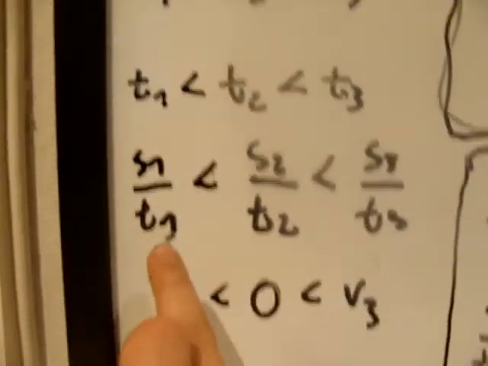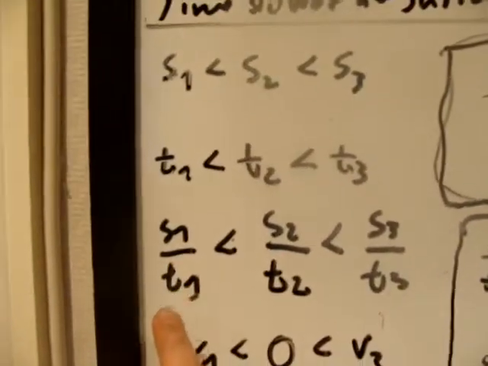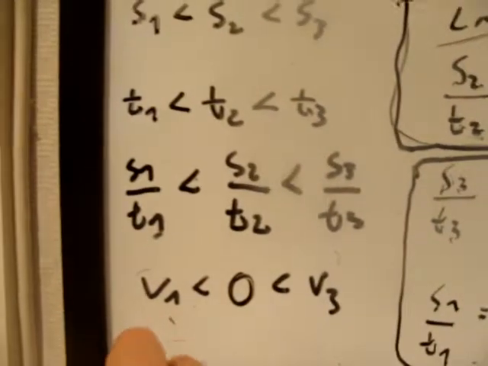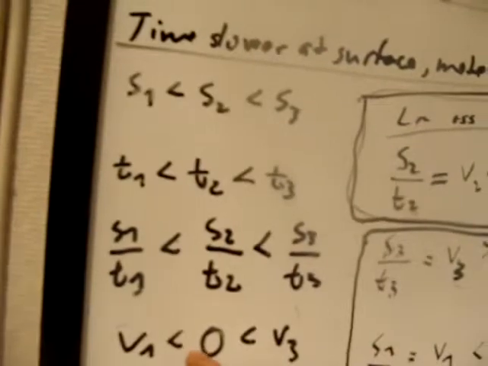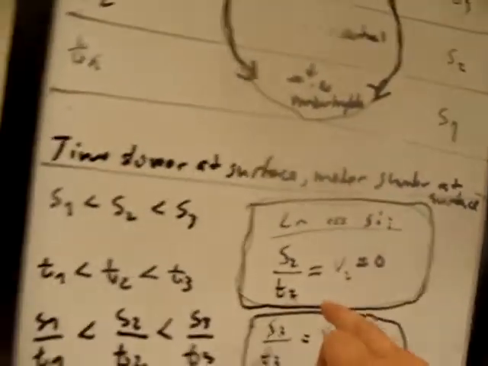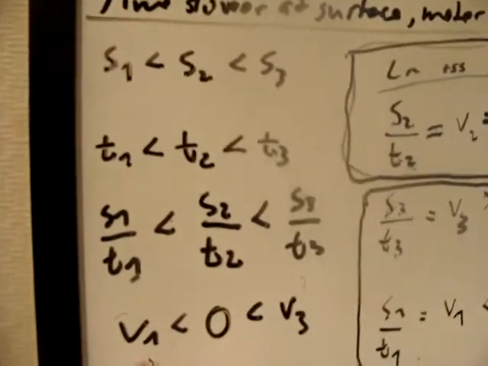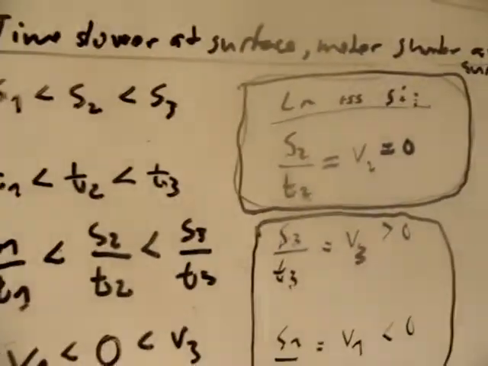This all fits in this sandwich theorem, so that V1 is less than V2, is less than V3. And let's say S2 or T2 equals 0. Then in the middle here it becomes neutral. And this leads to V1 being less than 0 and V3 more than 0.